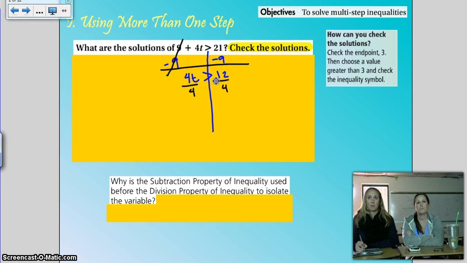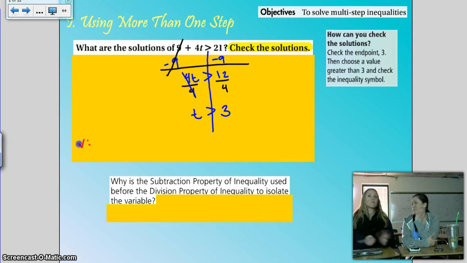Do I flip my sign here? No. You only flip the sign when it's negative. Okay, so t is greater than 3, so that means that t can be 4, 5, 6, 7, 8, 9, 10. Can it be 3? Nope, because that's not bigger. Okay. So to check it, we write the equation.